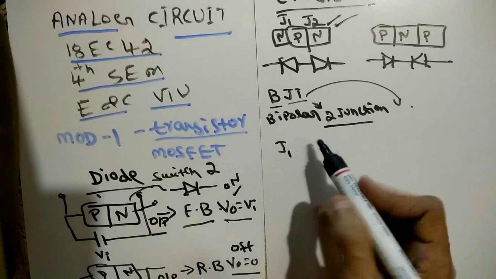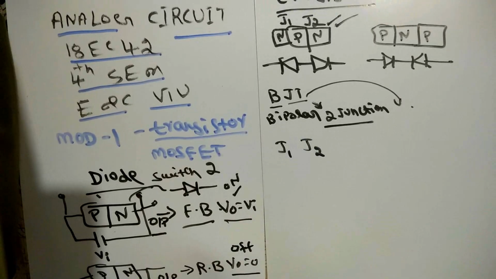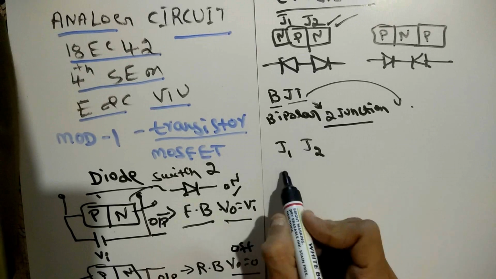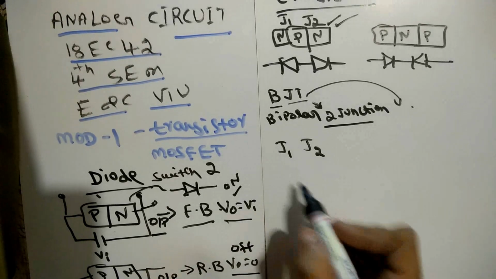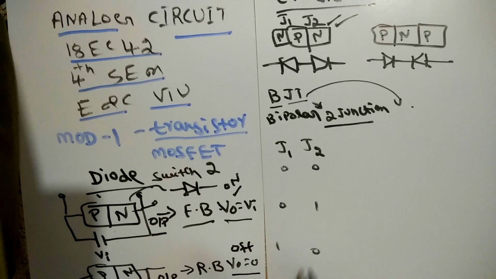But in this case, we have 2 junctions, J1 and J2, so we can make 4 combinations, as we do in logic design. This is the first condition. Usually we know that we write 0,0, 0,1, 1,0, 1,1. In a similar way, we can write 0,0, 0,1, 1,0, 1,1.